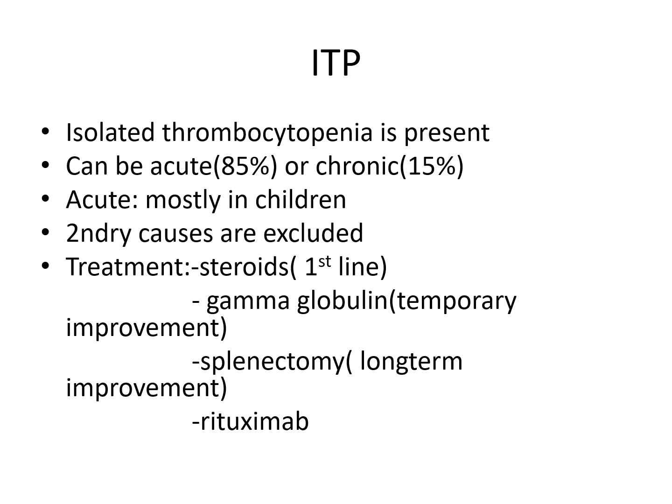So in ITP, isolated thrombocytopenia is present. In the majority of cases, it is acute, in 85%, or it could be chronic in a minority of cases, around 15%. In children, it is mostly acute. However, it's very important that we exclude secondary causes. The first line of treatment is steroids. When you give corticosteroids, usually the platelets improve within 5 to 7 days.